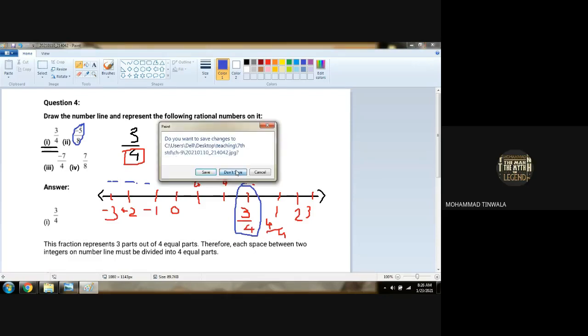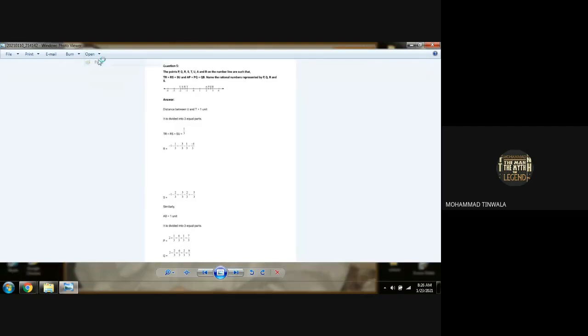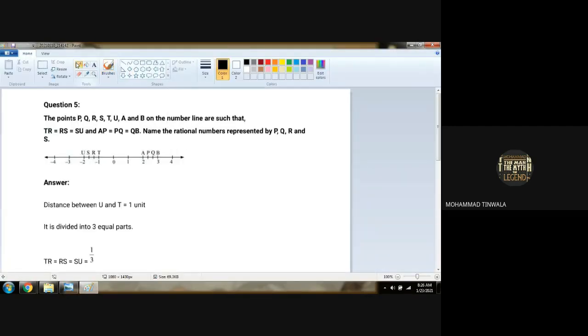Chalo, we are moving to the next question, question number 5. Very simple question. No need of getting so much confused in this. Please read this question. The points P, Q, R, S, T, U, A, and B on the number line are such that TR is equal to RS is equal to SU and AP is equal to PQ is equal to QB. Name the rational number represented by P, Q, R, and S.